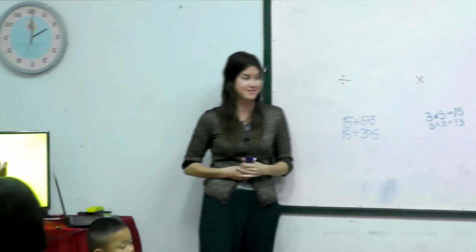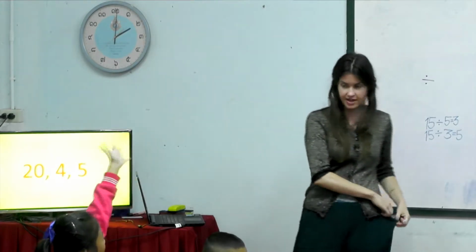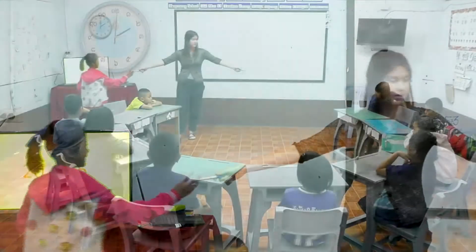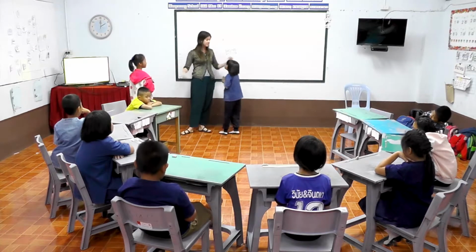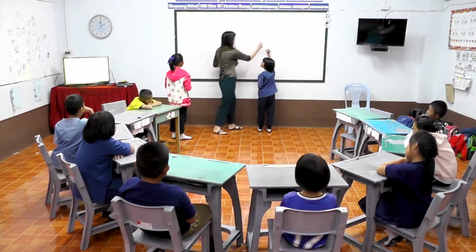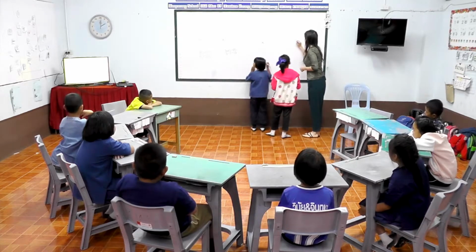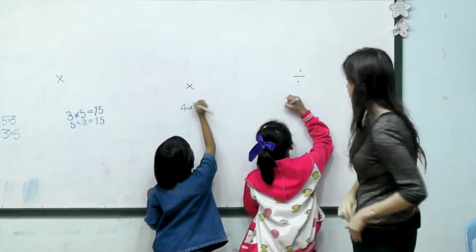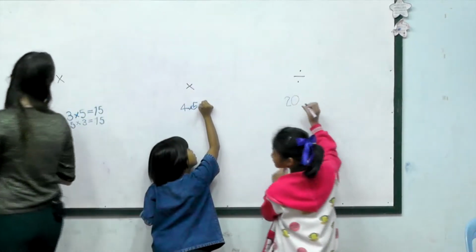What numbers do we have? 20, 4, and 5. Okay, girls, come on up. Dawn's going to do divide. You're going to do times for this one. So come over here. Dawn, you can come over here and we'll do our division. So you're going to use the numbers 20, 4, and 5. And they're going to make a fact family for us.